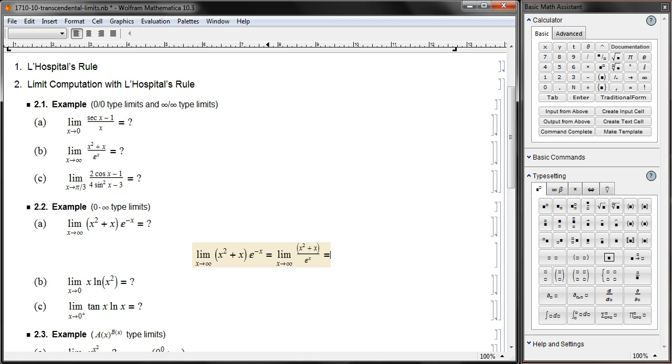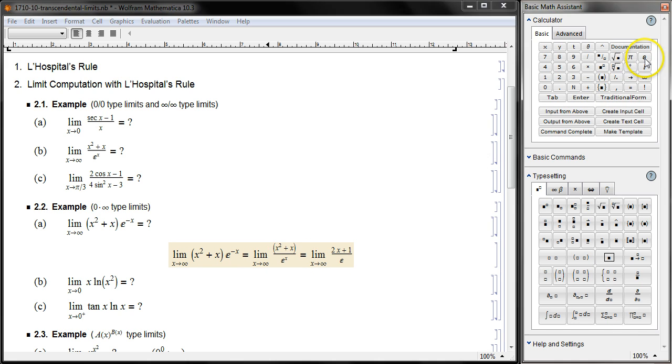E to the negative x, you can always push it downstairs as e to the x. Now we have infinity over infinity type limit, and we can apply L'Hopital's rule. It's the very same limit as something we saw before, but for argument's sake, let's just complete it. 2x plus 1 over exponential, and then once more 2 over exponential. So this is 2 over infinity. That's 0.